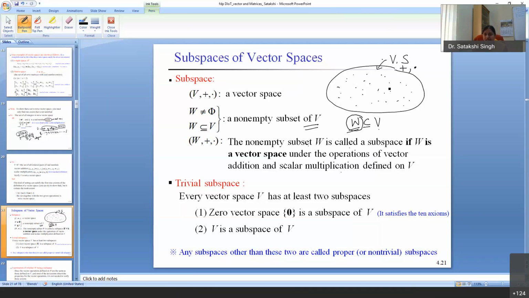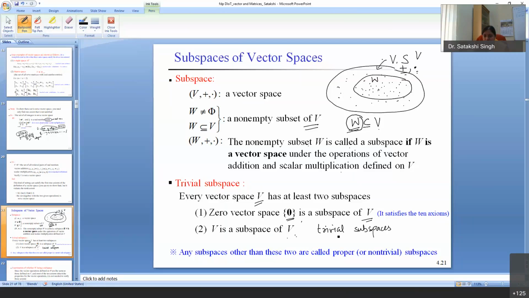So any subset of this vector space we take, this subset W also satisfies all the properties of vector addition and scalar multiplication which are defined on the vector space V. Then this W is called a subspace of V. Now you see that for every vector space V, the zero vector space is always a subspace of V. And similarly, the vector space V itself is always a subspace of V. These two subspaces are called the trivial subspaces of the vector space.